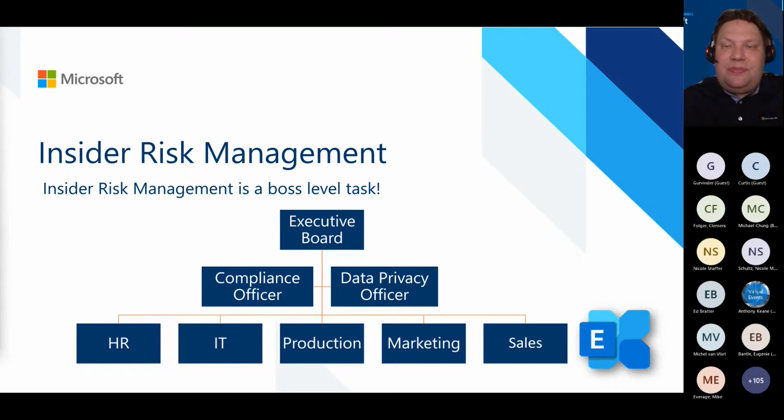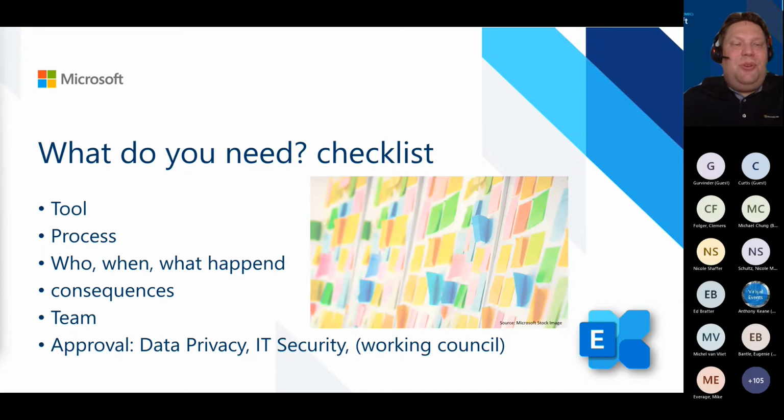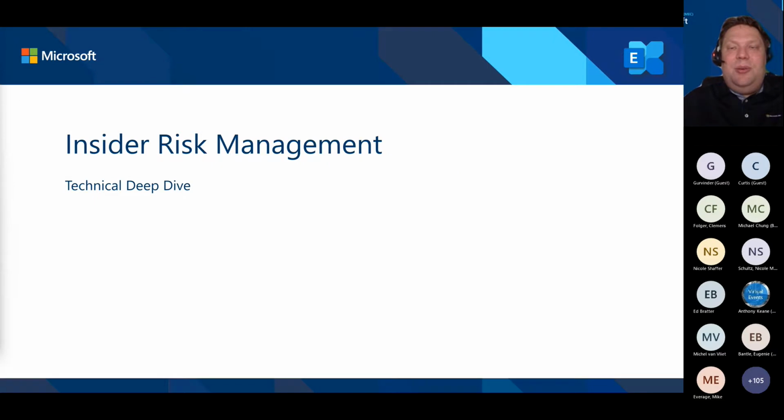And when we look a little bit deeper at insider risk, what do you need? I have a little checklist for this. We need a tool, insider risk. We need a process. We need the motivation. We need the approval from data privacy and IT security, here in Germany also from the working council. And we need a team to check it, to give the information to the manager, and to organize all of this.